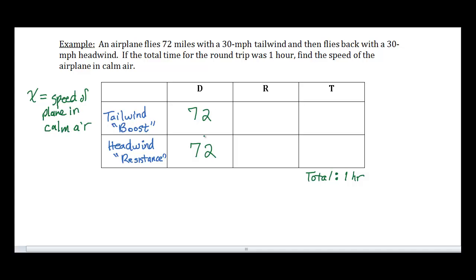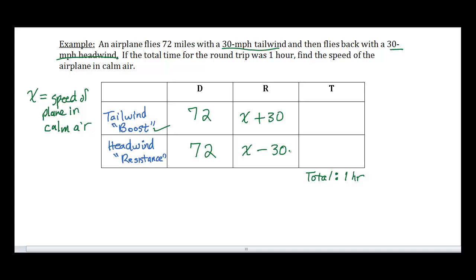Now that I know that, and I know that I have a 30 mile per hour tailwind and a 30 mile per hour headwind, then I can write my speed when I'm flying in the tailwind as x plus 30, right? I get that extra boost, that means add. And the rate for my headwind, or when I have that resistance, is going to be x minus 30.